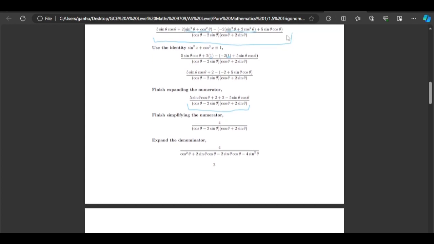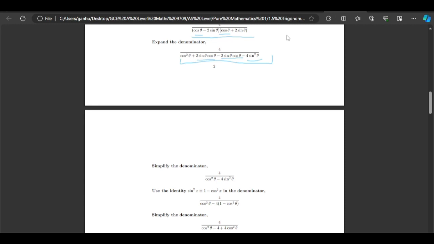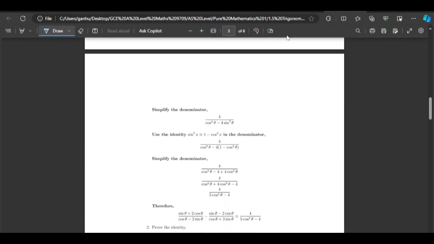Now let's work on the denominator. What we've simply done here is we've expanded the denominator. So we say cos theta times cos theta to give us cos squared theta, cos theta times 2 sine theta to give us 2 sine theta cos theta, minus 2 sine theta times cos theta to give us minus 2 sine theta cos theta, and minus 2 sine theta times 2 sine theta to give us minus 4 sine squared theta. And we simplify our denominator, and we end up with 4 over cos squared theta minus 4 sine squared theta.